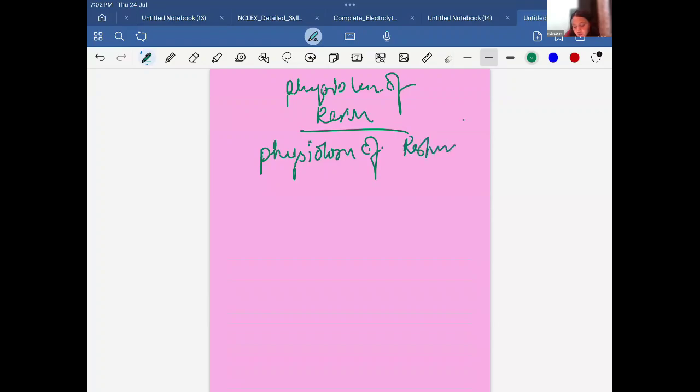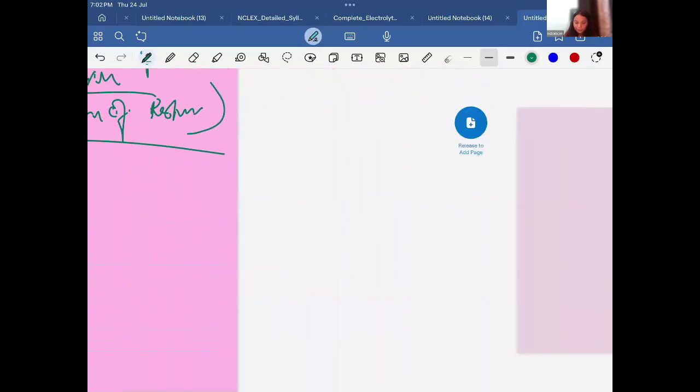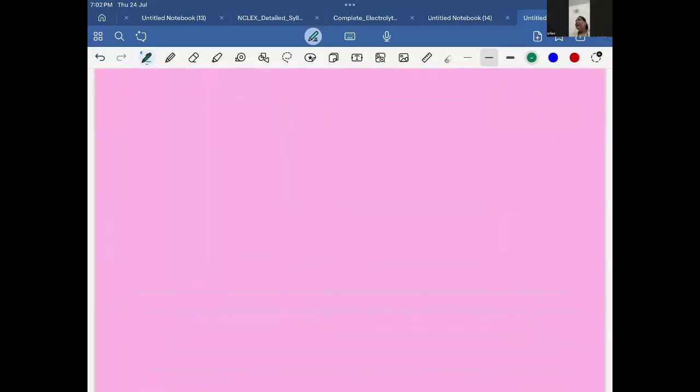Respiration. Physiology of respiration means how exactly do we breathe? Okay, coming to this topic, let me make a beautiful lung.